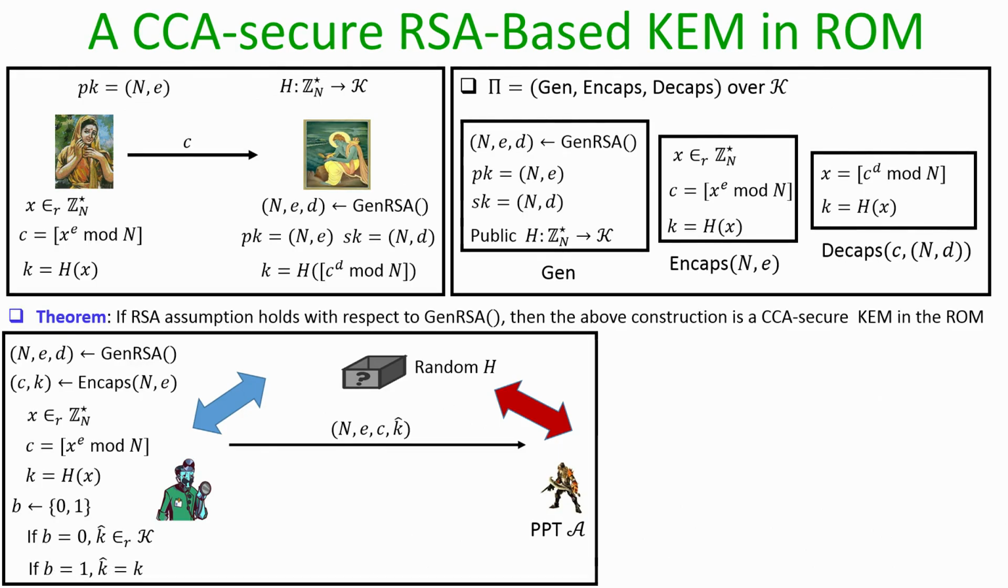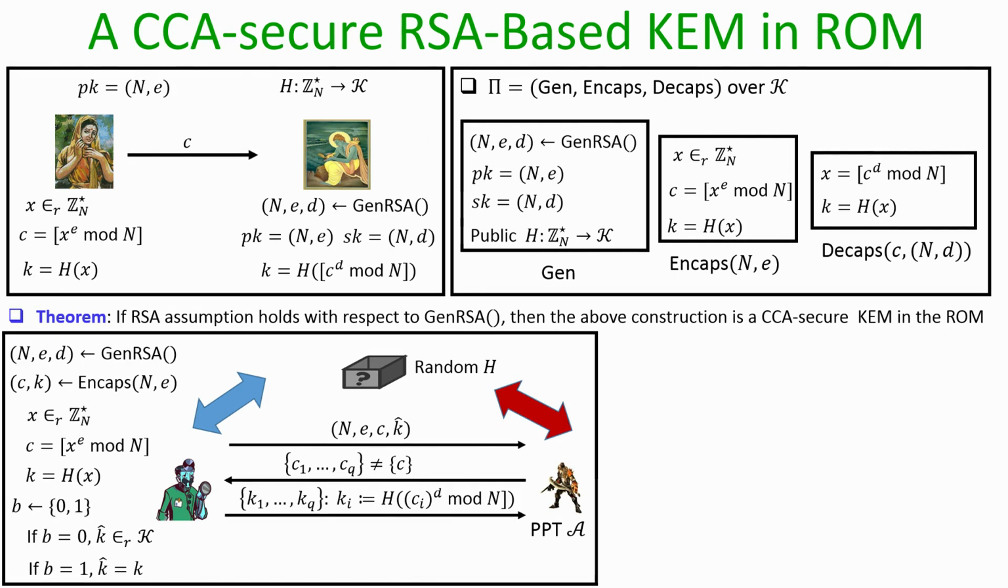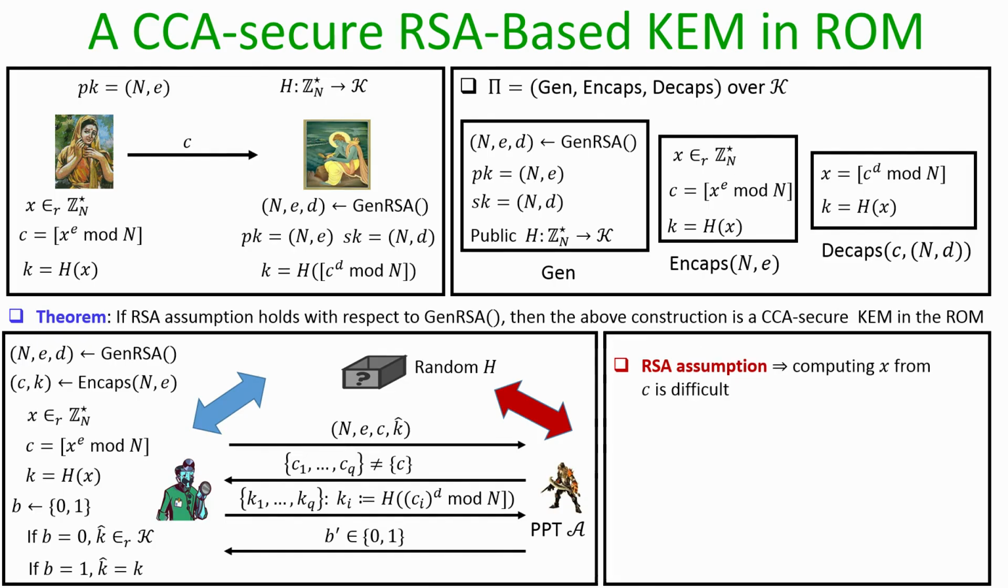Since we are in the random oracle model, the adversary could ask the output of the H oracle on a polynomial number of group elements. Since we are in the CCA world, the adversary can also ask for the decapsulation oracle service by submitting a polynomial number of elements Ci from the group, which should be different from the encapsulation C. As per the rules of the CCA game, the challenger has to decapsulate all such encapsulations, and each response will be nothing but the output of the H oracle on the input Ci to the power d modulo n. Finally the adversary submits its response.